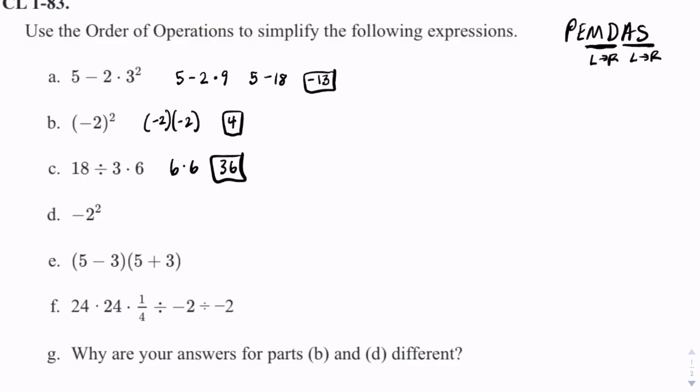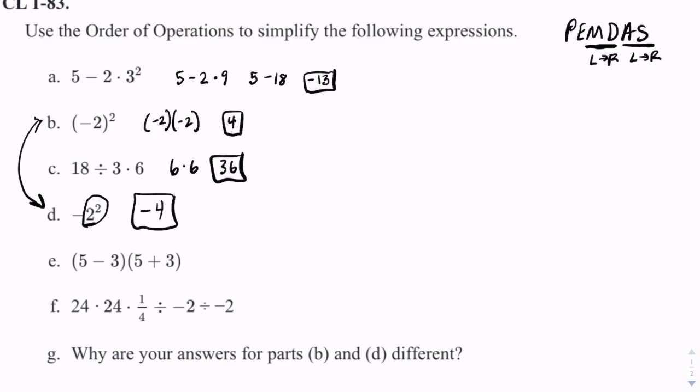Okay, for D. Now D is tricky. Look at B and D. These are always on tests, so be careful here. The negative sign is not part of the base of that power. What's being raised to the power is just the 2. The negative sign is in front of that. So the order of operations says I raise my 2 to the power first. That negative sign just stays there waiting. So 2 squared is 4, and I leave it as negative 4. Those two questions are completely different.